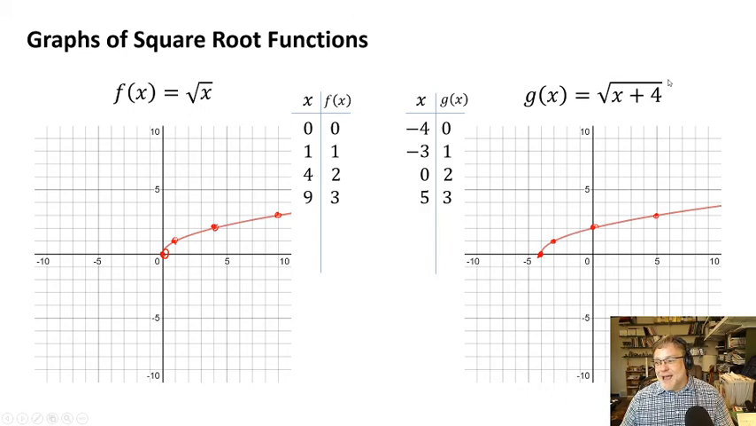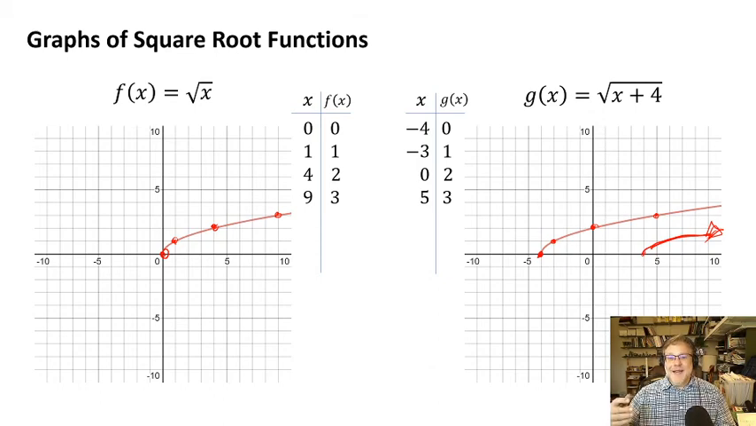Similarly, what do you think would happen if this were the square root of x minus 4? Well, I think perhaps you might hypothesize that it would kind of look like this. It would be shifted not to the left, but to the right.